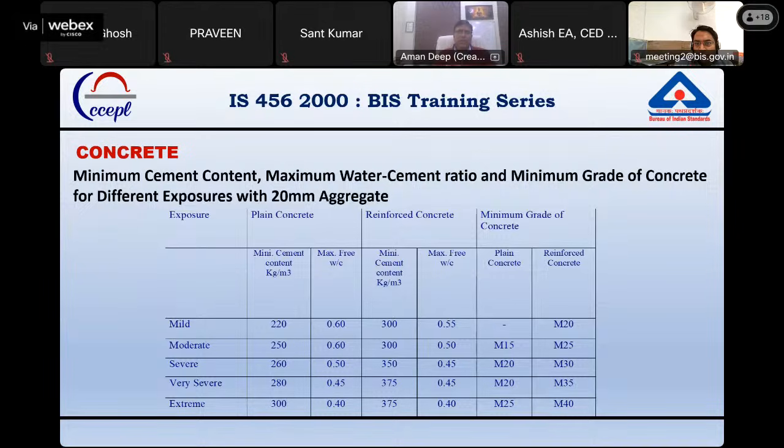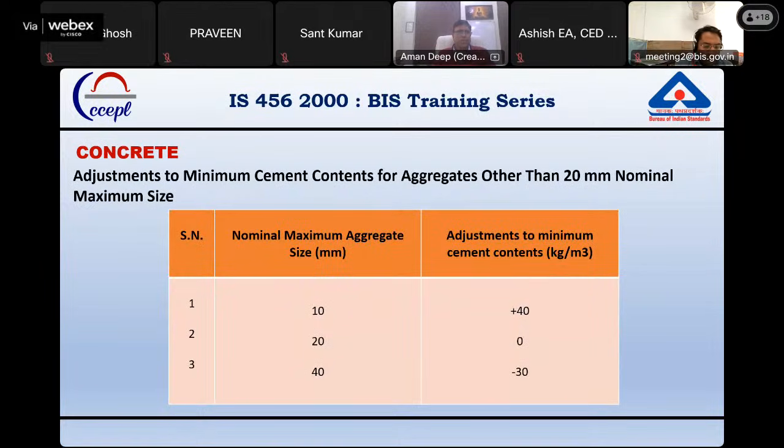Under extreme environment conditions, for RCC, the maximum water cement ratio is defined as 0.4, and the grade of concrete to be used is minimum M40. And for plain cement concrete, of course, you can have lesser cement, and M25 grade concrete can also be used. So this table defines the durability requirement with 20 mm size aggregates, giving you the requirement of minimum cement content, maximum free water cement ratio, and the minimum grade of concrete.